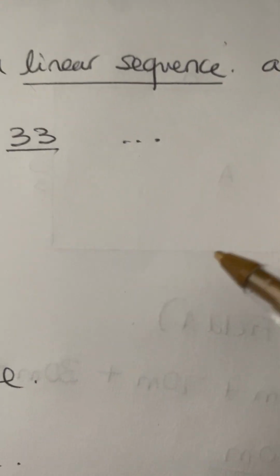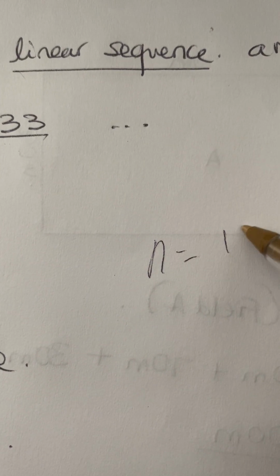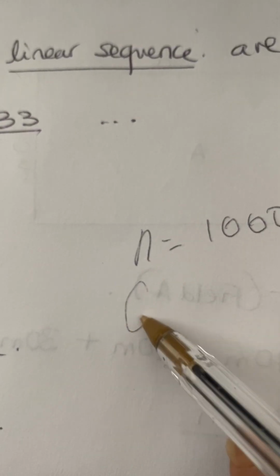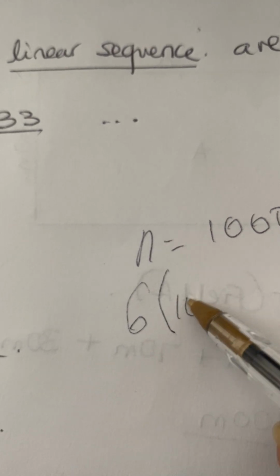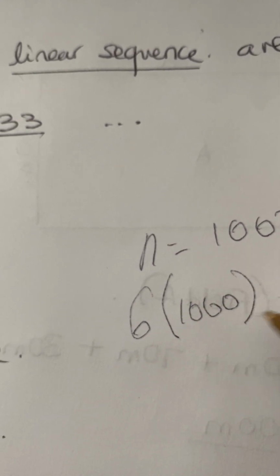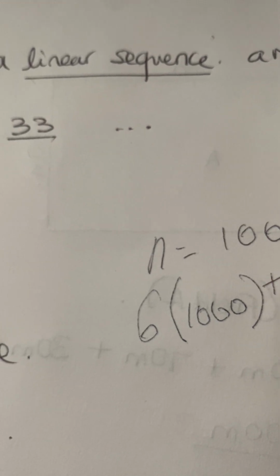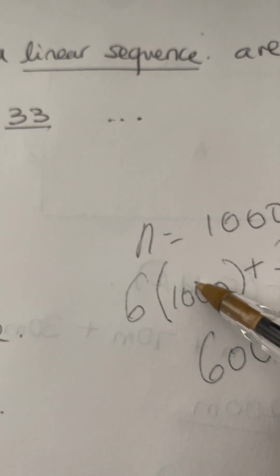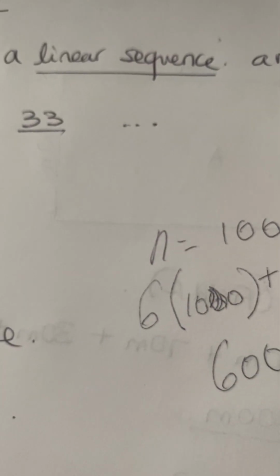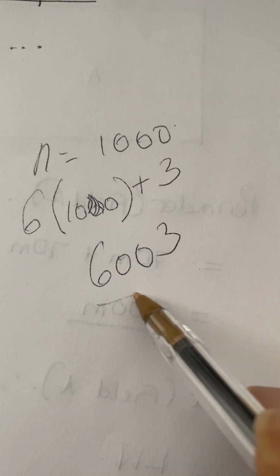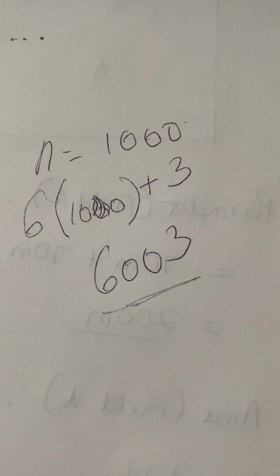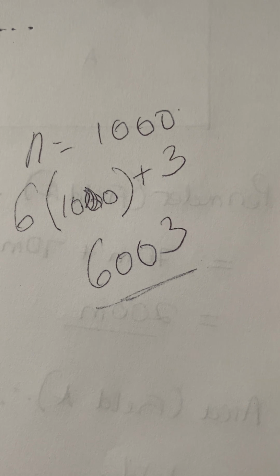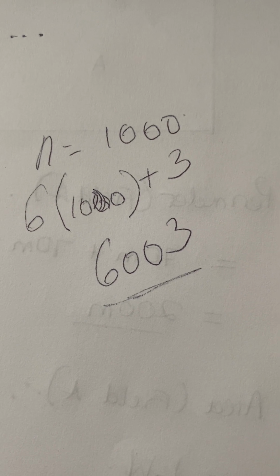So if n equals 1000, you want the 1000th term, so 6 times 1000 will give you 6000, add 3. So you get 6003. These are things we call mental maths. You can easily do it without a calculator. So this is what I came to show you today.